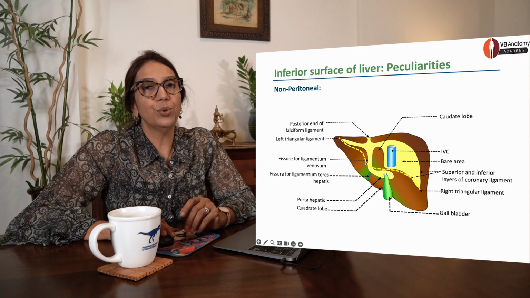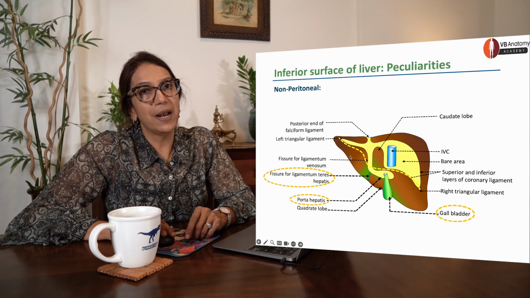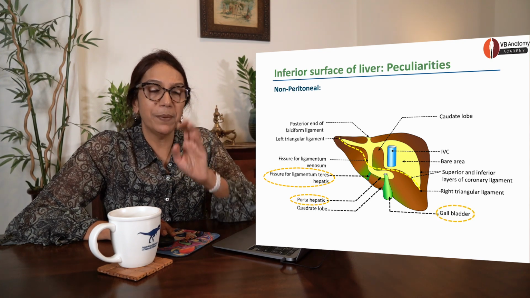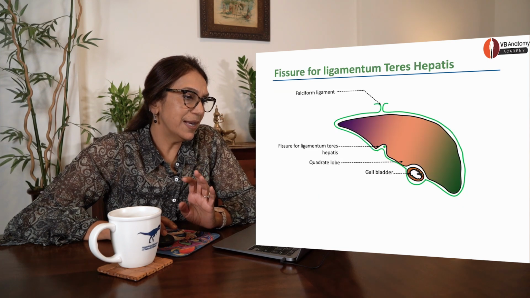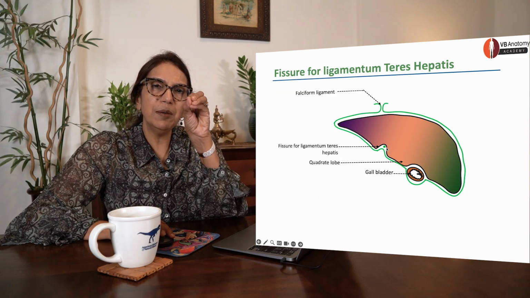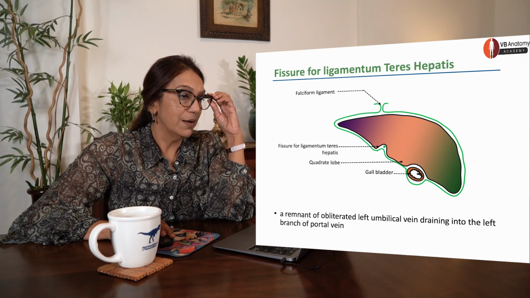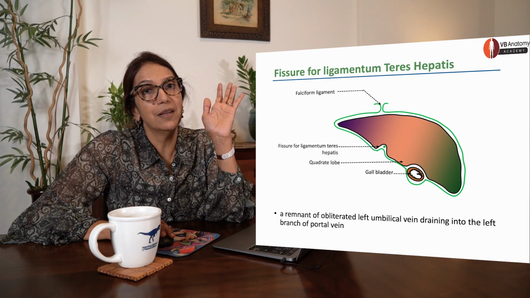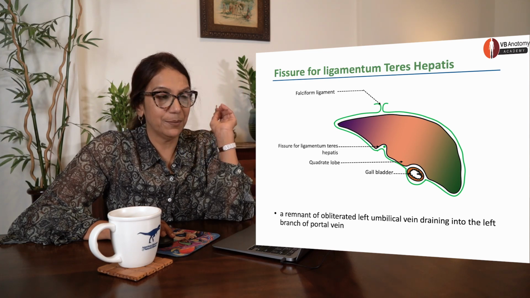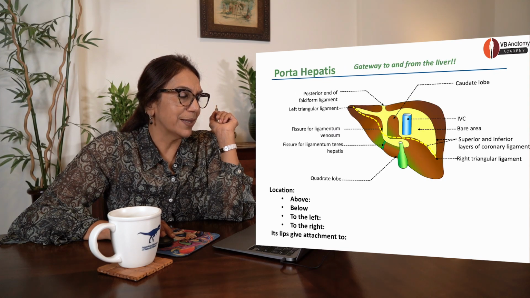The non-peritoneal relations are fissure for ligamentum teres hepatis, porta hepatis, and the fossa for gallbladder. These are three areas which are non-peritoneal. Okay. So fissure for ligamentum teres hepatis, you can see it here. Deep in the fissure, you will find the ligamentum teres hepatis, which is the obliterated left umbilical vein. Right. It's about 4 to 4.5 millimeter in width.